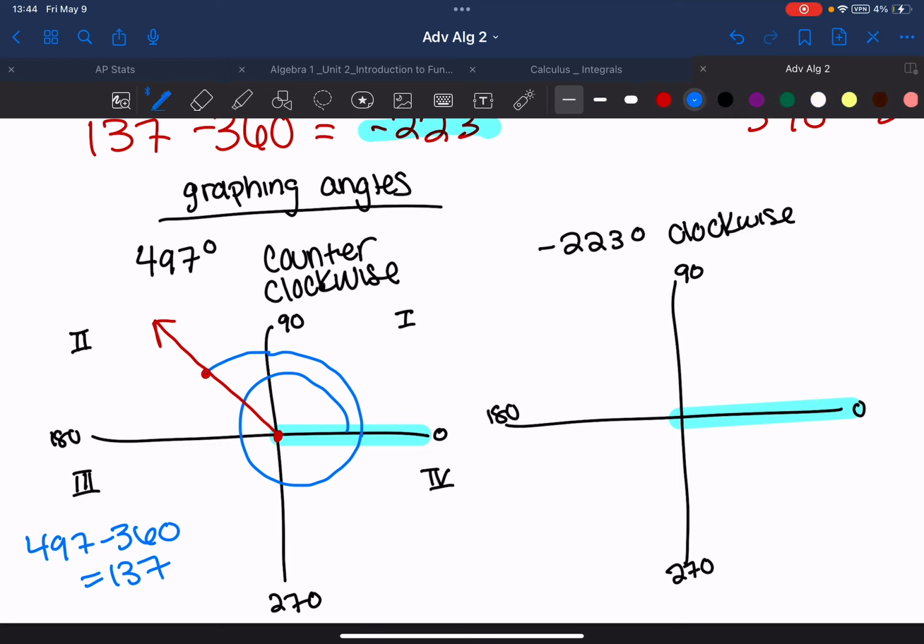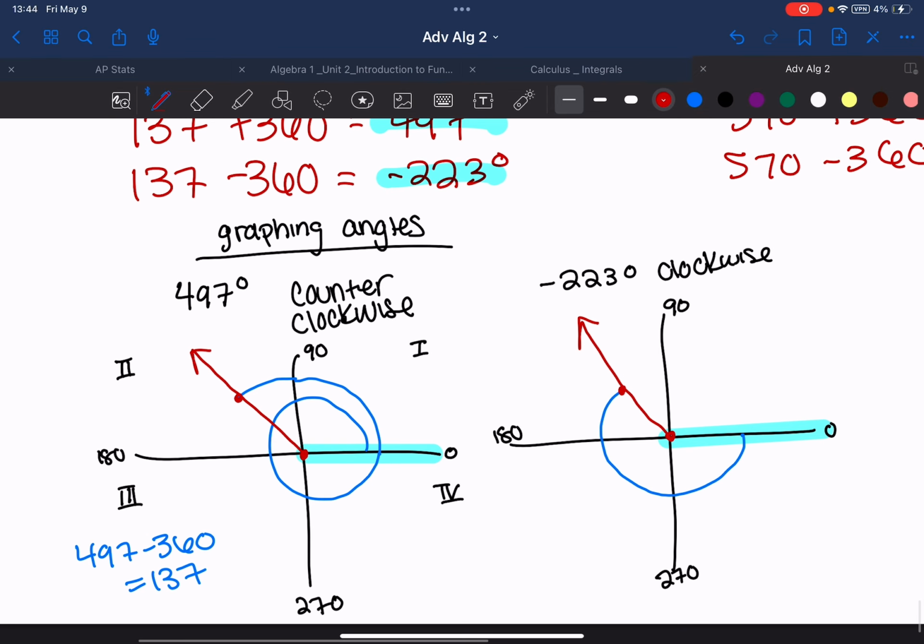Okay, so we're going to start here. We're going clockwise, which means we're going backwards. And we're going to stop somewhere over here because this is 90 degrees. This is 180 degrees. And now this is 223 degrees. And then I'm going to draw my point at my origin and where I stop, and I'm going to draw a line up. And that is my coterminal side. So this is the graph for these two examples.